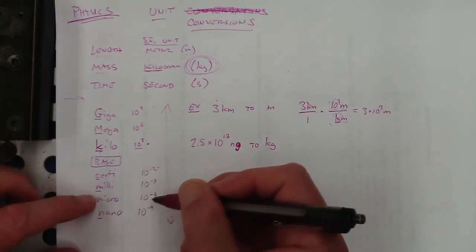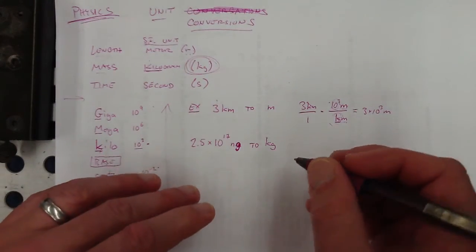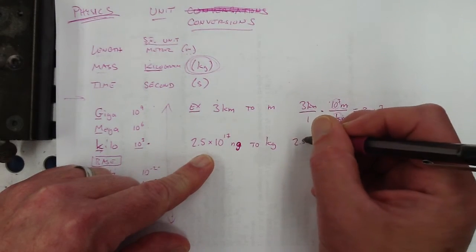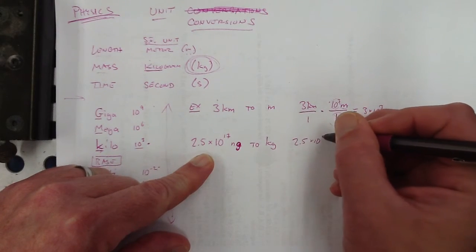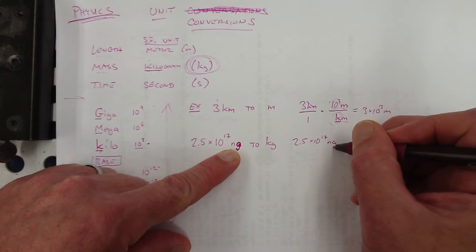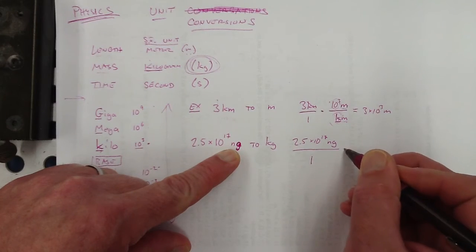And I know you might have a way of like counting how many places to move the decimal and all that. That's fine. If you can do it that way, that's great. But I'm going to show you how to do it this way. So I've got 2.5 times 10 to the 17 nanograms. That's where I'm starting. I put that over 1.